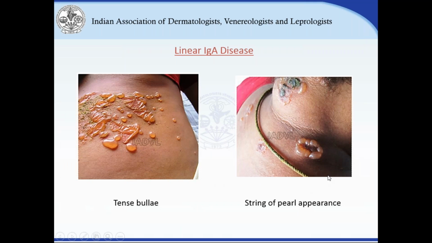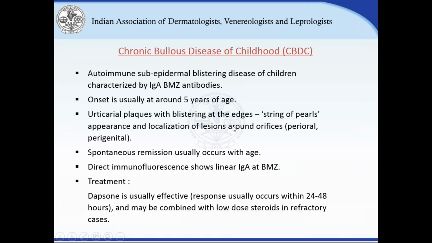So you can see tense bullae, and this is a typical feature of CBDC, the string of pearls appearance. They form in an annular fashion. CBDC is an autoimmune subepidermal blistering disease. Onset is around 5 years of age. The presentation is first urticarial plaques with pruritus, followed by blistering at the edges. There is spontaneous remission, usually with age, and direct immunofluorescence will show linear IgA at the basement membrane zone.